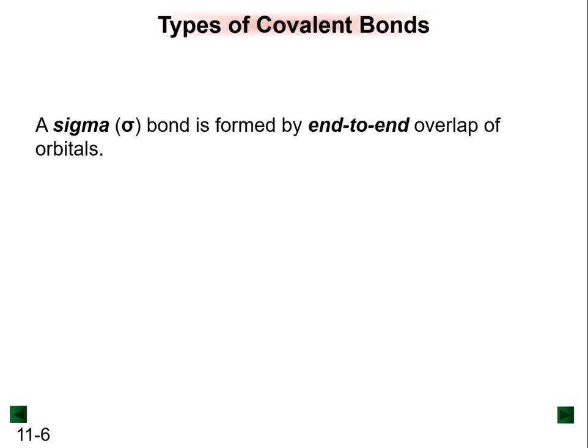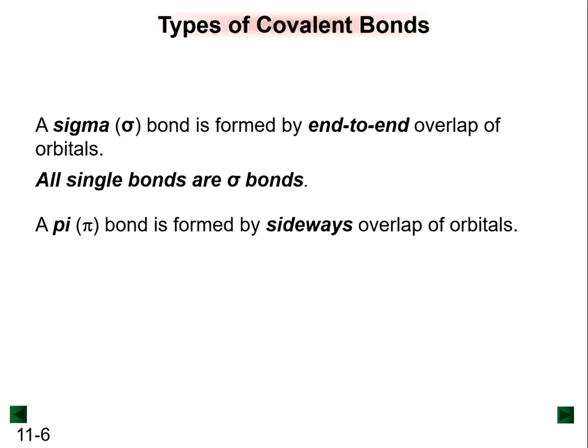We discussed types of covalent bonds in our last video, and we discussed sigma bonds. A sigma bond is formed by the end-to-end overlap of orbitals. And that end-to-end overlap, of course, will give us that radial symmetry property, or that circular symmetry about the bond. All single bonds are sigma bonds.